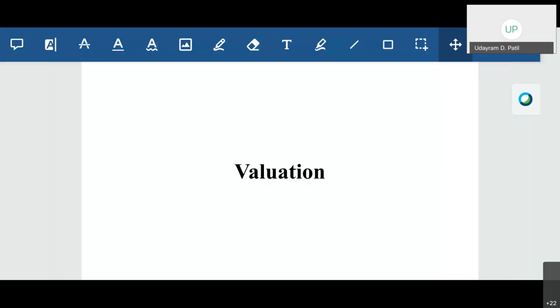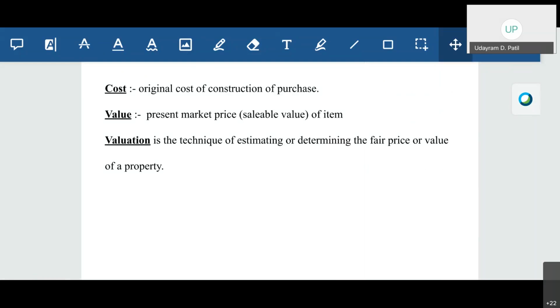Let's start with our next topic, or the next chapter, valuations. Part of this topic will be for your self-study exam, and a part will be for the final exam. So first, what is meant by value?